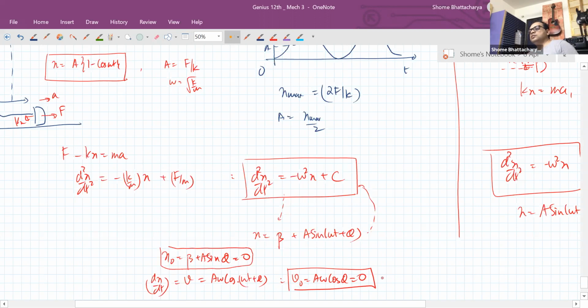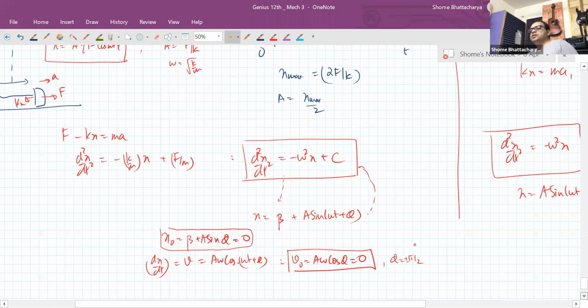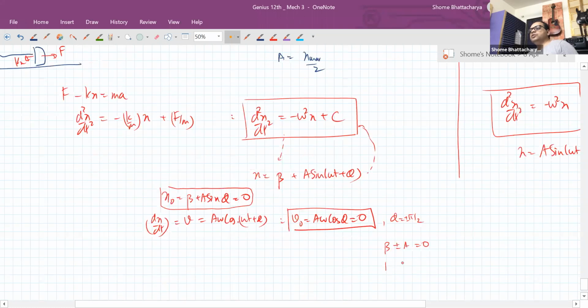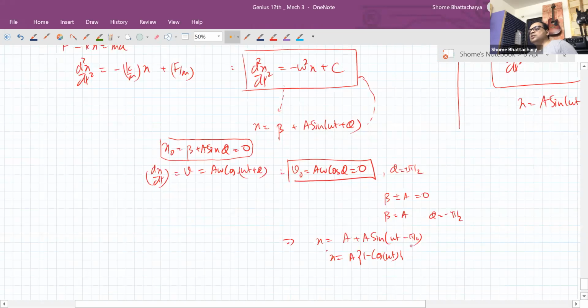So from this we can see that phi must be equal to plus minus pi by 2. Okay, and from this beta plus minus a should be equal to 0. That means beta should be equal to a, and phi should be equal to minus pi by 2. So that's how we know that x should be of the type a plus a sine omega t minus pi by 2. So that becomes a into 1 minus cos omega t. This is how we know this.